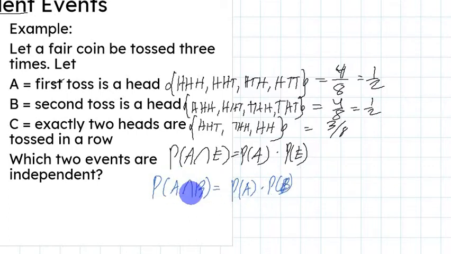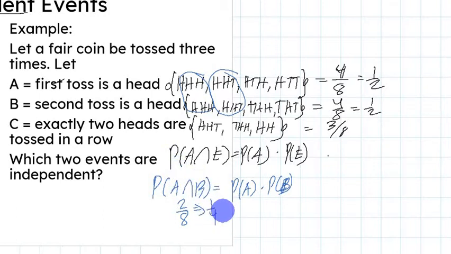So the probability of A and B, we consider the intersection of events A and B, over 8. The intersection here would be head, head, head, and head, head, tail. There you go. So we have 2 out of 8 chances, or a 1/4 chance, that the first toss and the second toss are heads.